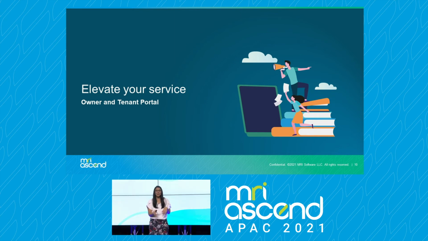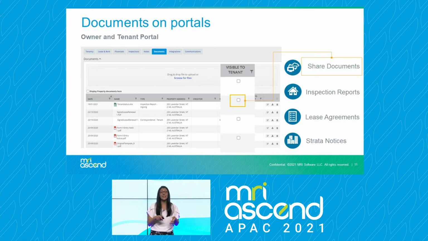So let's take a look at how we can save time and streamline the self-service for your owners and tenants. So we'll look at the owner and tenant portal, and we'll also take a look at the Property Connect app. Recently, we released a new feature that allows you to share documents on your owners and tenants portal. This is a great and exciting new feature.